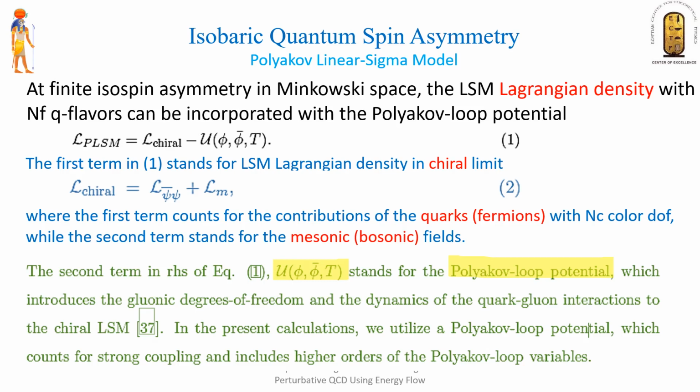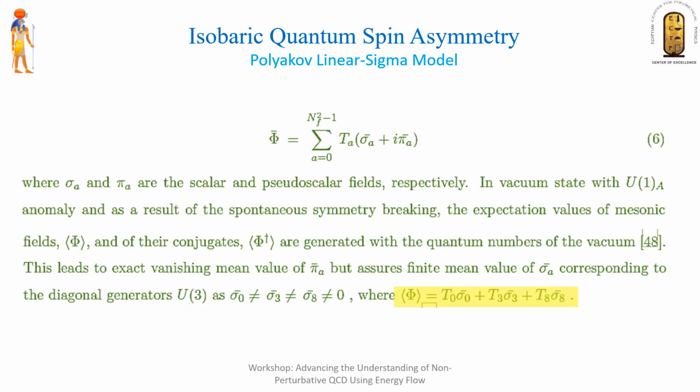The second part, the Polyakov loop potential, is introduced to take into account the gluonic degrees of freedom and introduce dynamics to the quark-gluon interaction to our model. In our calculation, we utilize a kind of Polyakov loop potential, which accounts for strong coupling and introduces higher orders of Polyakov variables. Phi is expressed in this form, where we have here generator Ta and sigma A and pi A. Sigma A and pi A are the scalar and pseudoscalar fields.